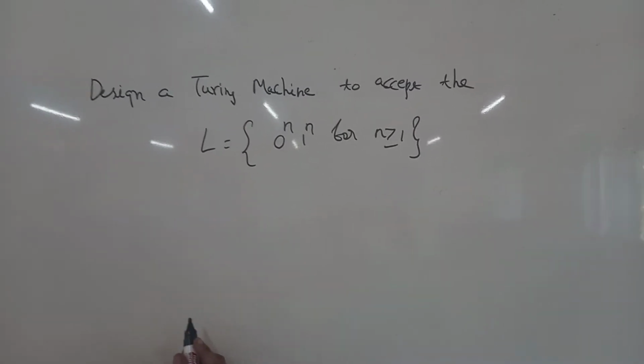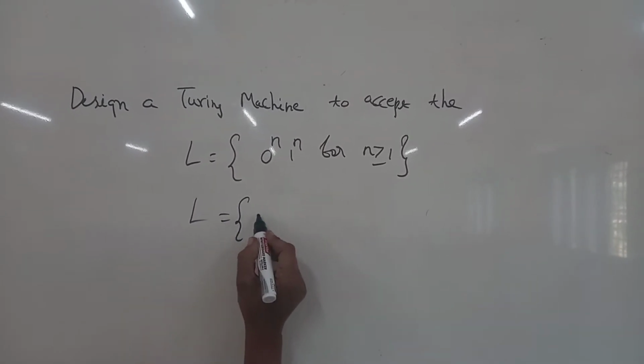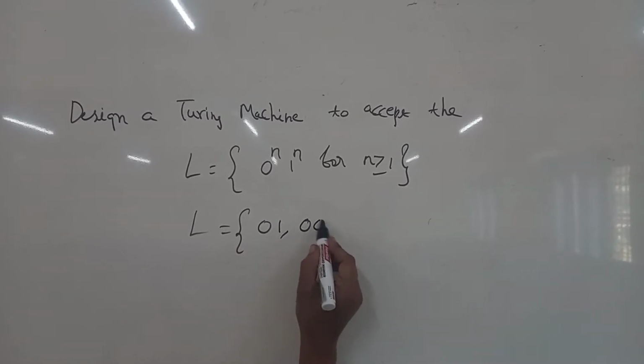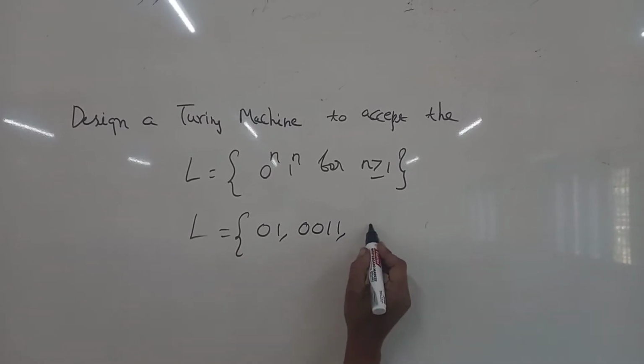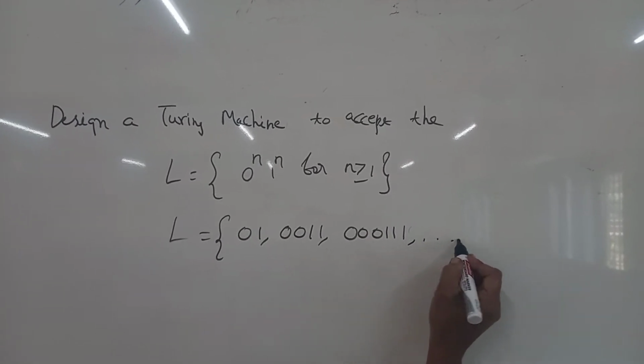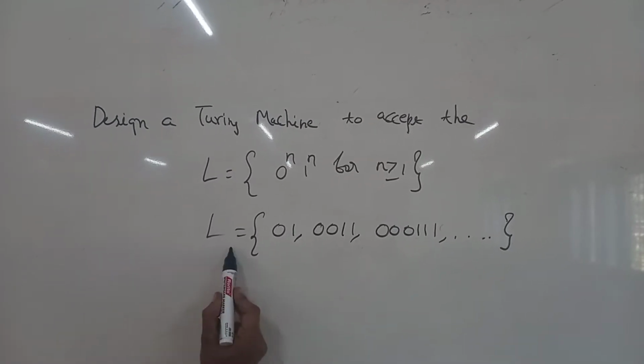According to the given language, the set of strings belonging to the language is, when n is equal to 1, the string 0 1. For n equal to 2, the string is 0 0 1 1. Next is 3 zeros followed by 3 ones, and so on. Now we need to design the Turing machine for this language.